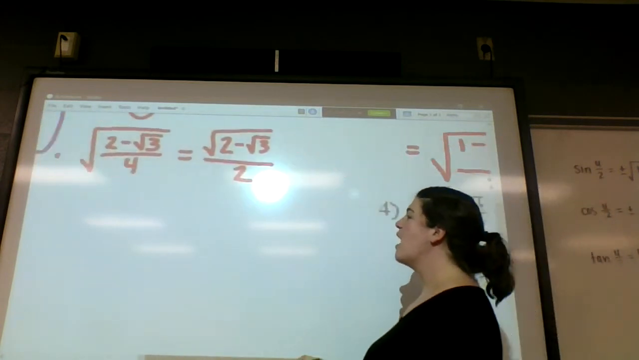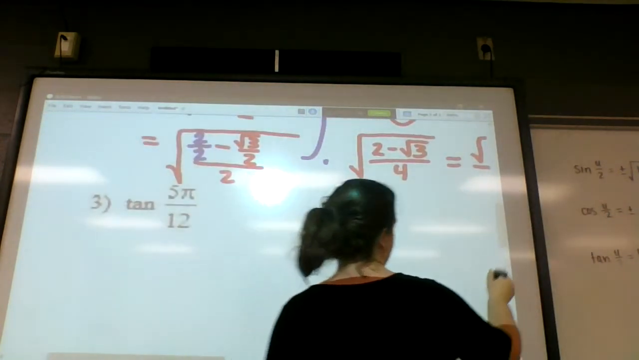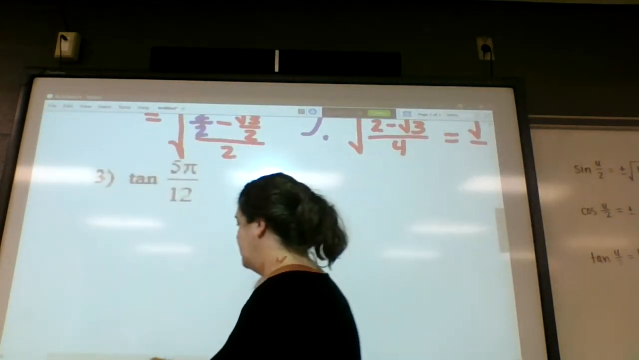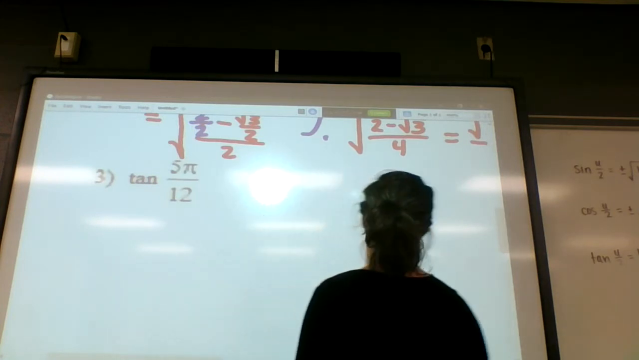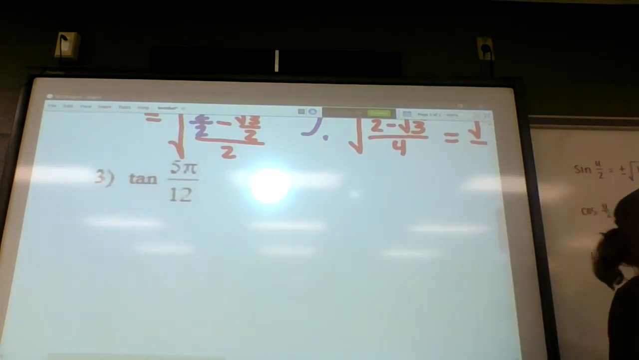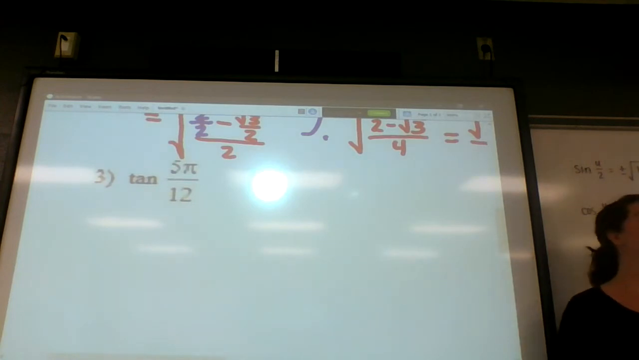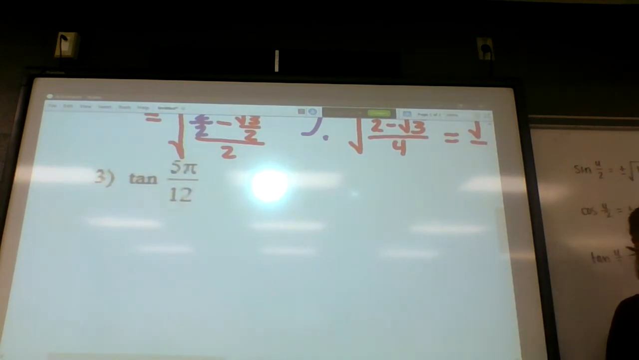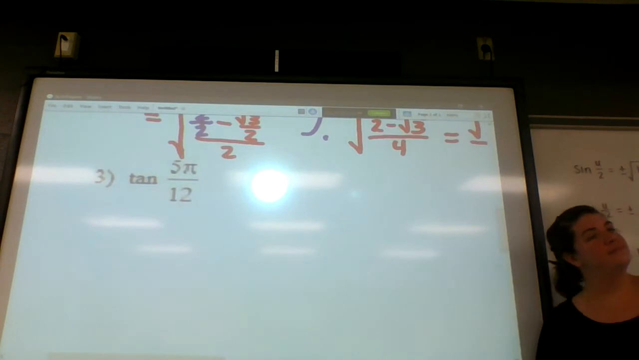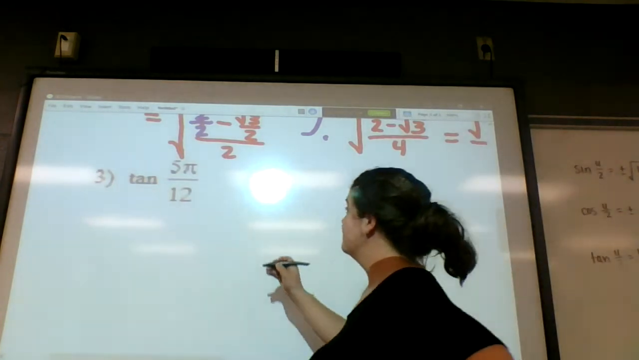All right, moving on to the trusty radians. This is the tangent of 5 pi over 12. So we need to figure out what angle got cut in half to get 5 pi over 12. Cutting something in half for 5 pi over 12. That's 5 pi, or no. Yeah, 5 pi over 6.